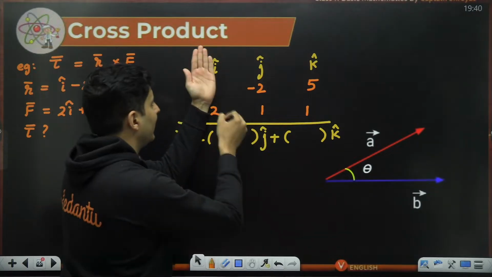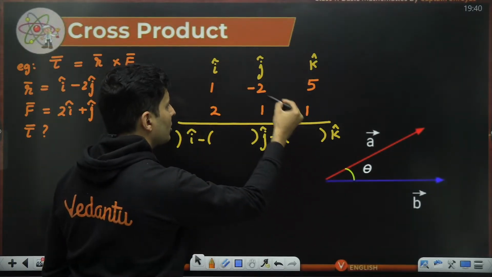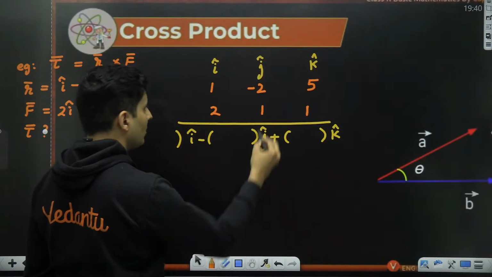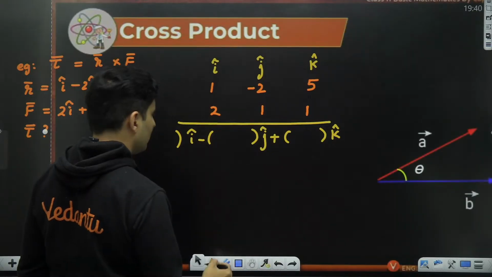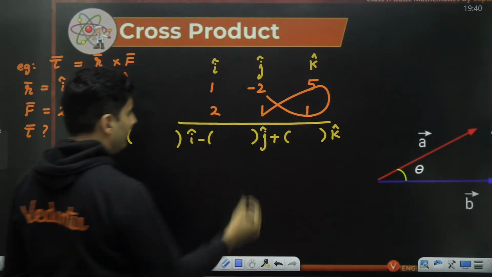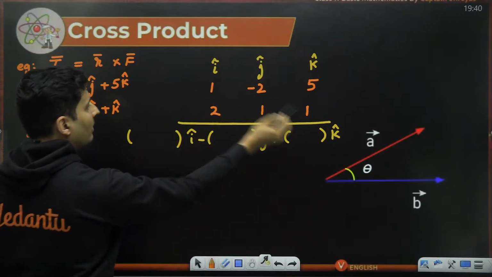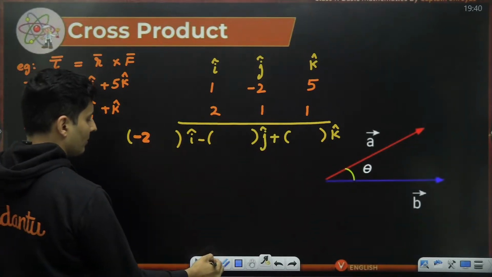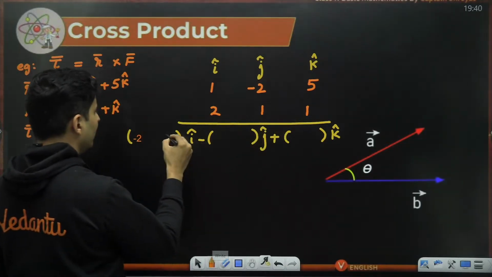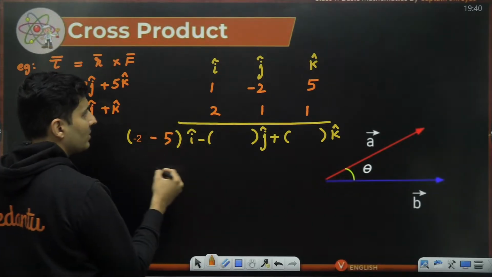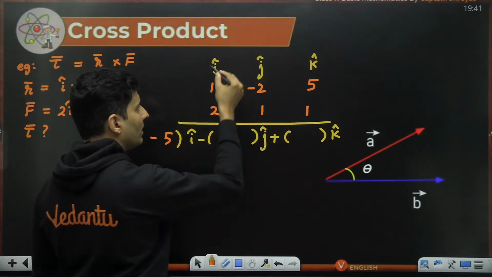Now for i cap, forget this column, forget this row. Minus 2 into 1 and 5 into 1. Minus 2 into 1 is minus 2 and 5 into 1 is basically 5. So, minus of that.